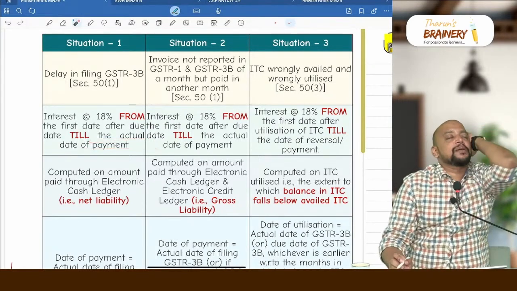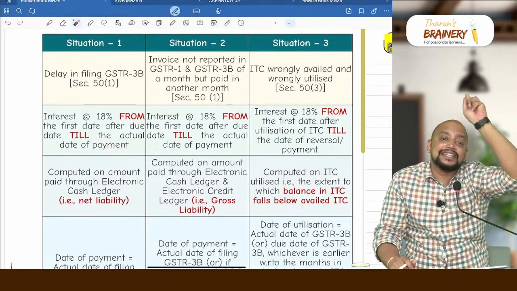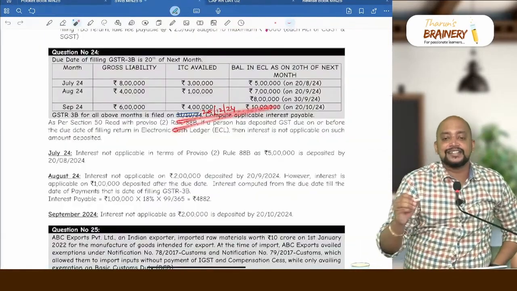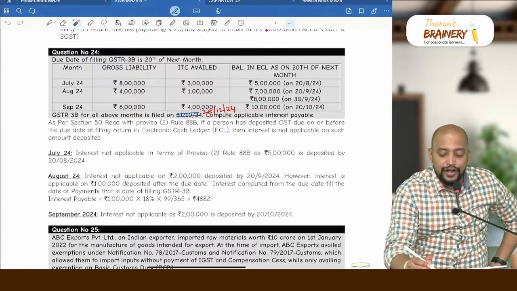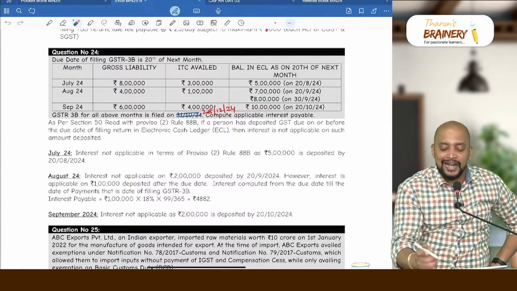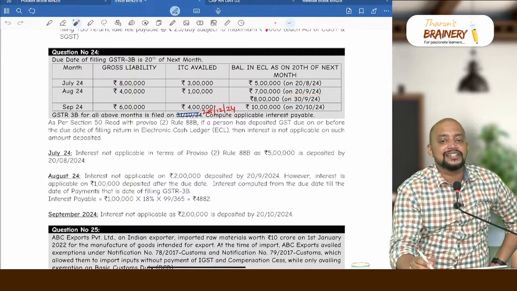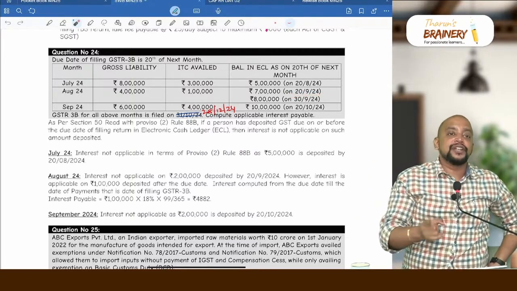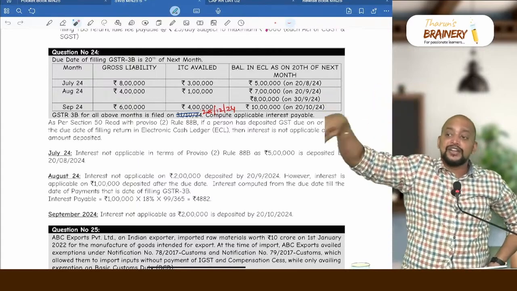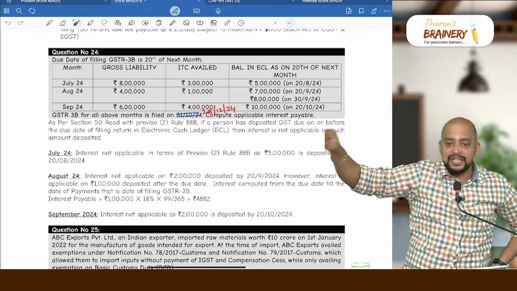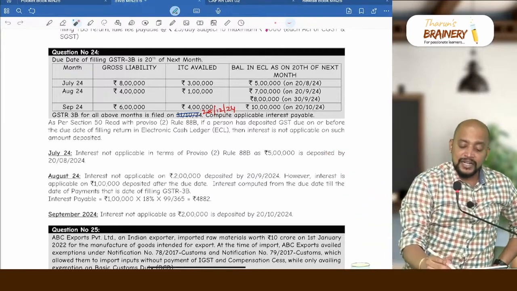What is the actual date of payment? Actual date of filing 3B. What is the actual date of filing 3B? 28 December 2024. Not for this 10 days. One simple mistake they have done. What is that? Rather than putting on 20th September, they have deposited on 30th September, because of which they will end up paying interest from 20th September till the date they are actually filing 3B. Is it clear? So 28 December.